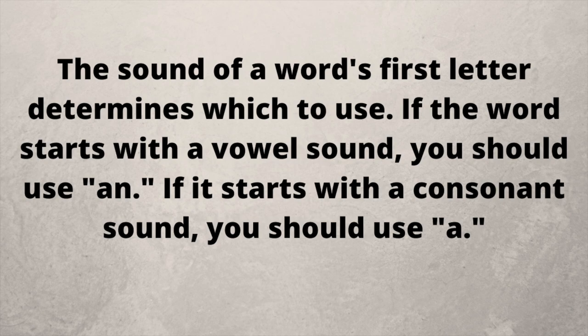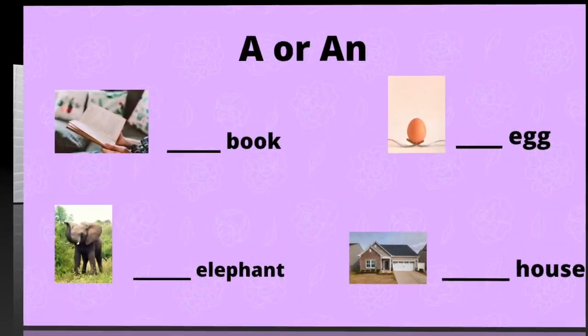So the sound of a word's first letter determines which to use. If the word starts with a vowel sound, you should use AN. If it starts with a consonant sound, you should use A. For example, a house, an hour, a man, an elephant. So the key word here is the sound. Yes. So now let's do some practice.